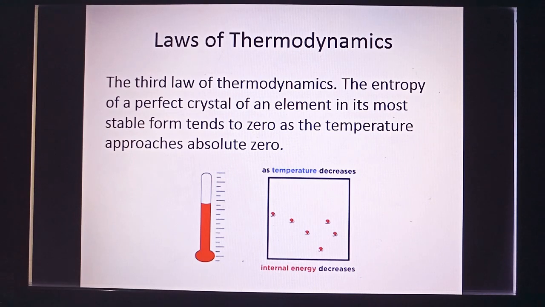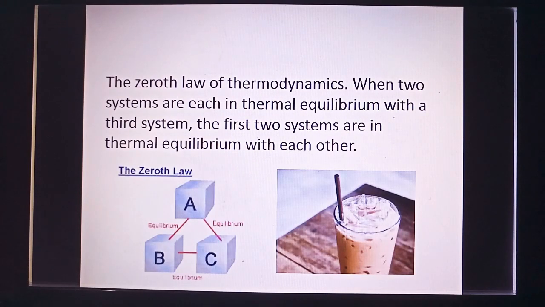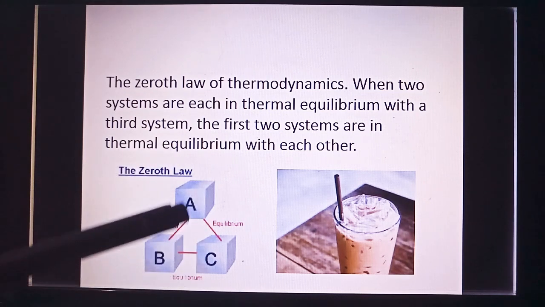So that is the law of thermodynamics. Third law of thermodynamics. The fourth law, which we call the zeroth law of thermodynamics: when two systems are each in thermal equilibrium with a third system, the first two systems are in thermal equilibrium with each other. So basically, we have here the basic zeroth law.